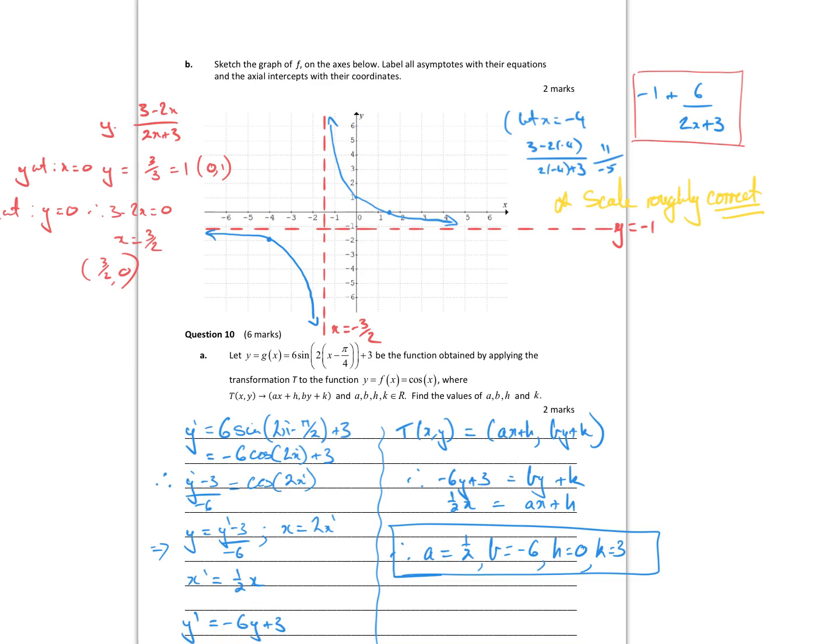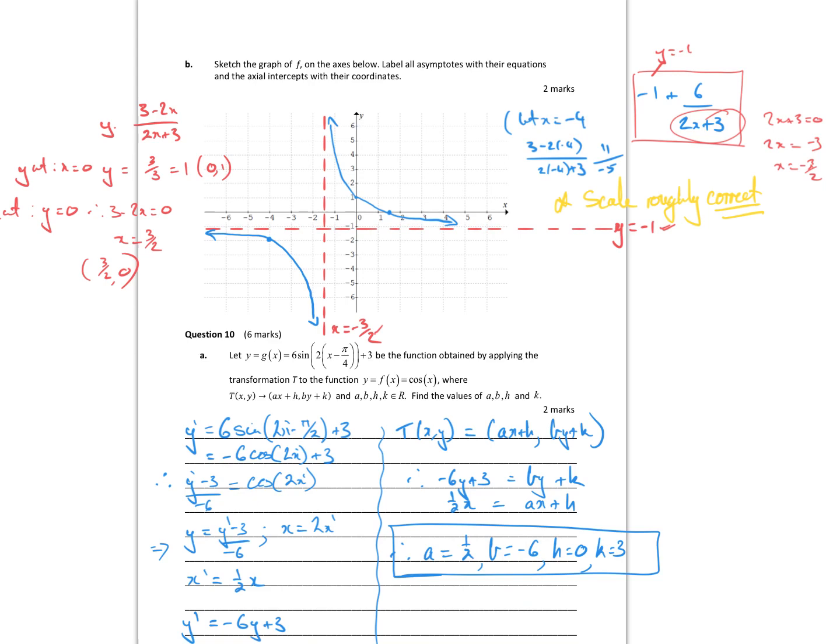So straight away, put my asymptotes in. So I've got y equals -1. So there's my horizontal asymptote. 2x plus 3 is equal to 0. So 2x is equal to -3. x is equal to -3 on 2 is my vertical asymptote. So I've labelled those okay.